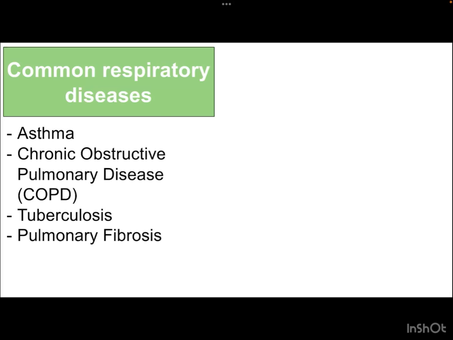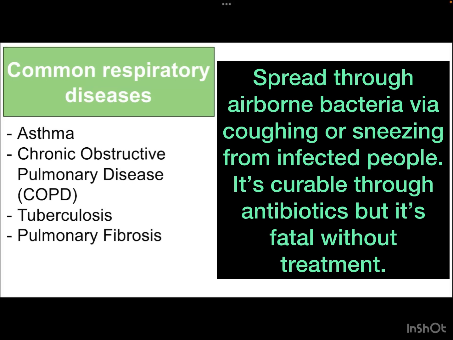Okay, now we got tuberculosis. Tuberculosis is an infectious disease that affects the lungs, which is caused by bacteria. It spreads airborne when people with tuberculosis cough or sneeze. But however, unlike asthma, this is a curable disease through antibiotics. However, it is fatal without treatment. Now you got some symptoms, which include weakness, weight loss, constant coughing, sometimes with blood, fatigue, and things like night sweats.